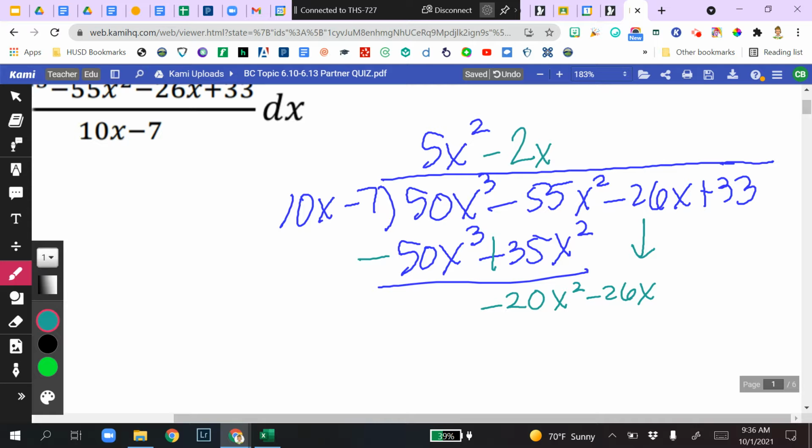All right, I'm going to distribute that through. So negative 20x squared. And then negative 2x times negative 7 is what?